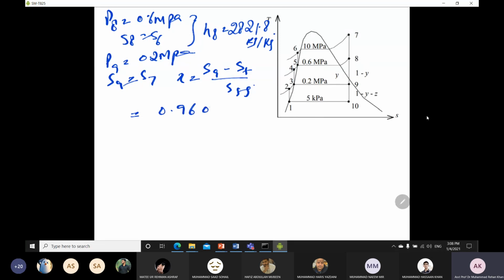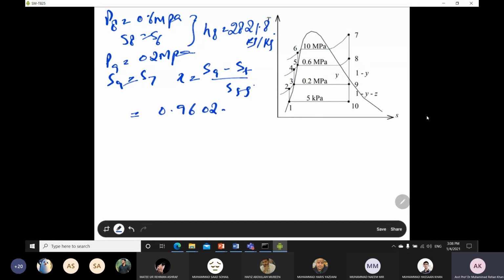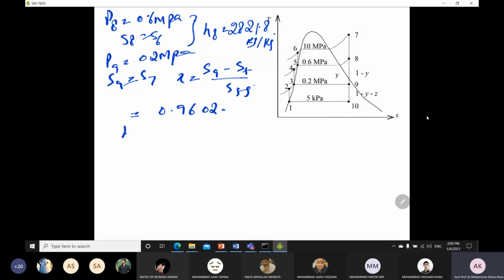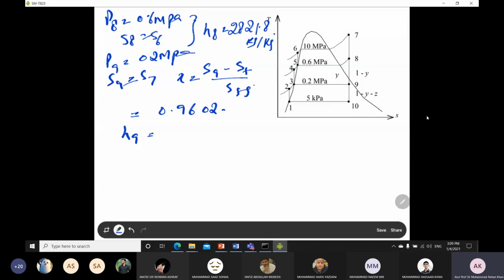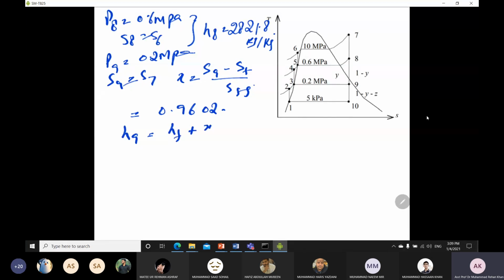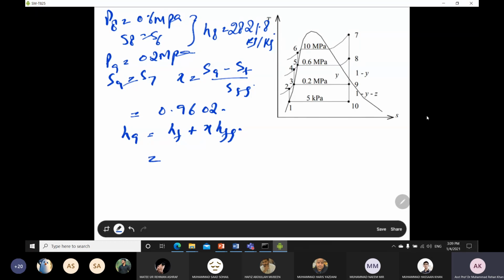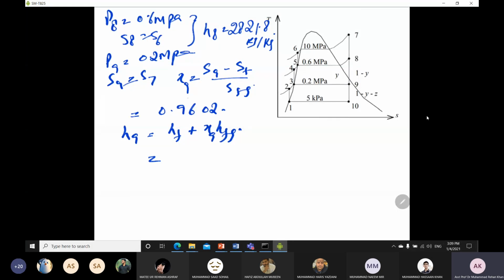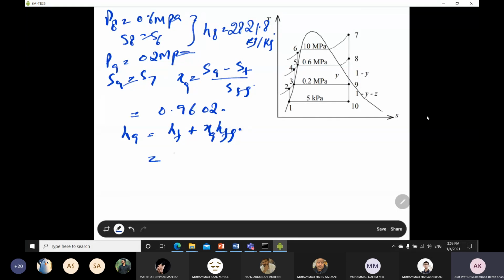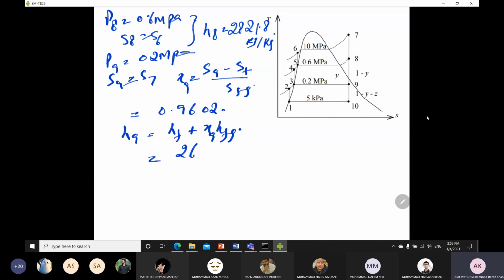Okay, so now we have to find the enthalpy at state number 9. H9 is equal to HF plus X into HFG, and you can plug in the values because HF is known to you, and X9 is known to you. So this turns out to be 2618.7 kilojoule per kg by just putting in all the values. Now only one state has been left, so this is state number 10.